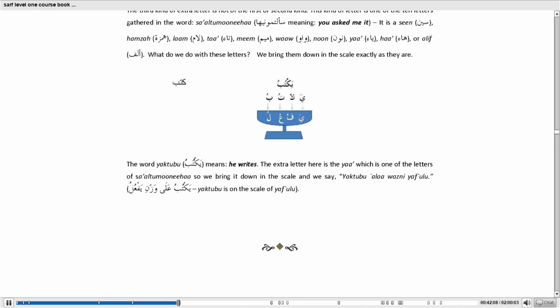Yani the present, the mudari'. Let's not say the present because you already know what a mudari' is. Yaktubu is the mudari' of kataba. Kataba is a madi. And yaktubu is its mudari'. What's a madi? Who knows the definition of the madi? Who already memorized the definition of the madi?